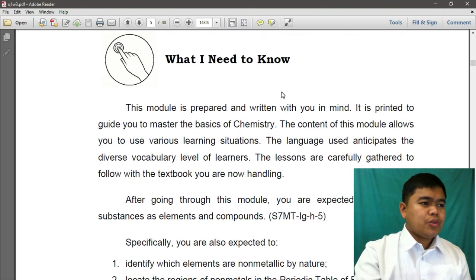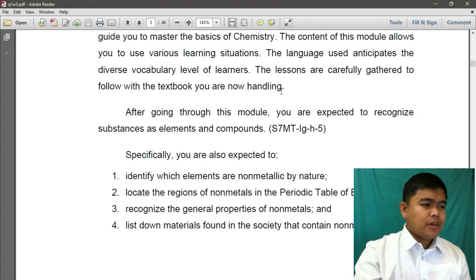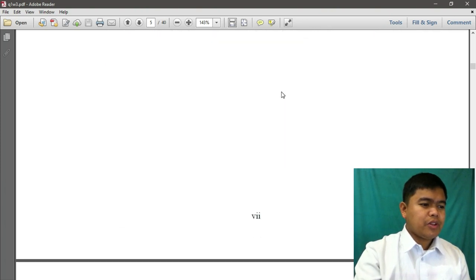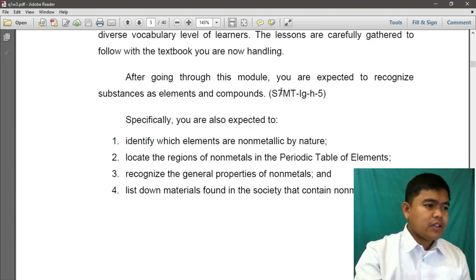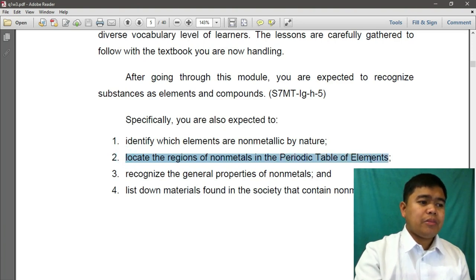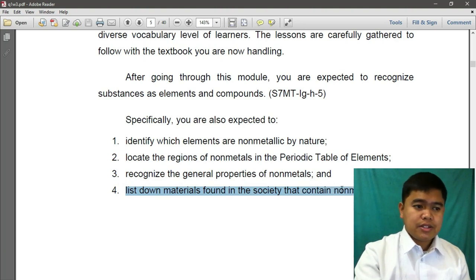Okay, so on page 7, here are your objectives for this video. At the end of this video, we will identify which elements are non-metallic by nature. Second is to locate the regions of nonmetals in the periodic table of elements and recognize the general properties of nonmetals, and list down materials found in the society that contain nonmetals.